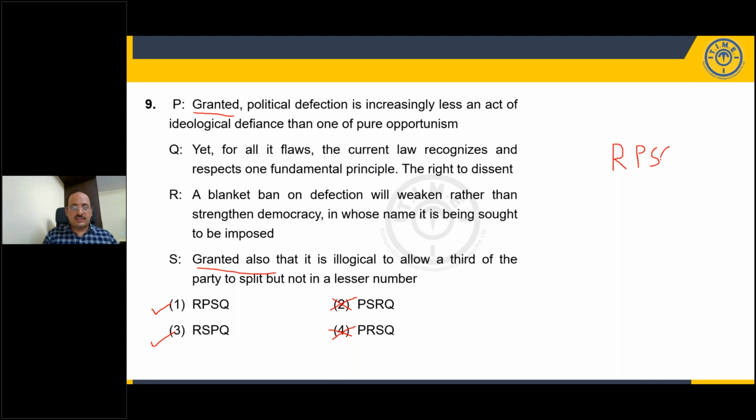All right, so Q would come at the end. So R defines the basic idea, P and S further elaborate on it, then Q tells me why it is so important. So option number 3 gets eliminated, option number 1 becomes my answer. All right, RPSQ. So R defines the topic, then P and S talk about the flaws in it, and then yet for all its flaws, this is the advantage, the fundamental principle. All right, guys. So RPSQ becomes my answer. All right. Option number 1.